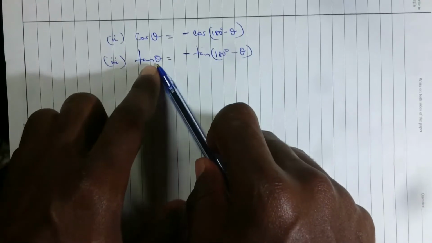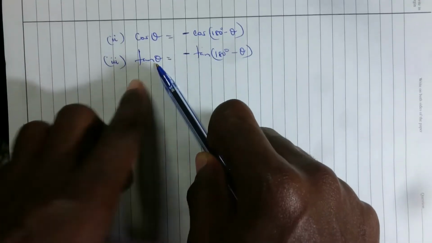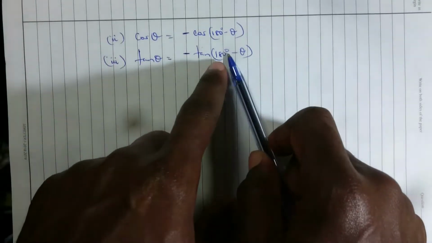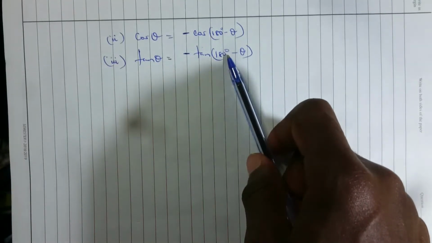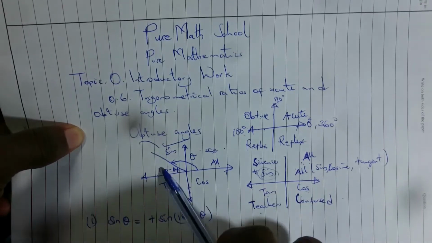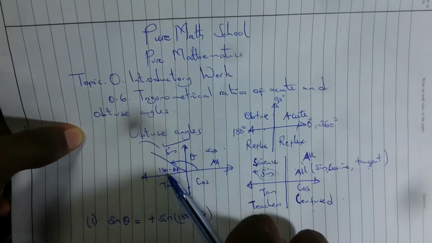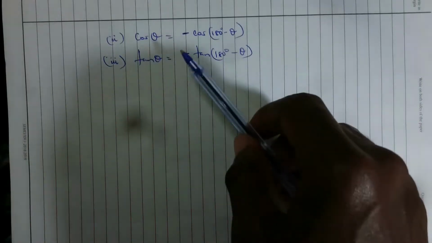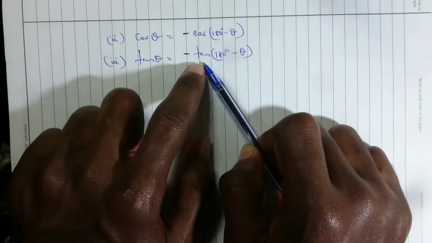The same goes for tan. In that quadrant, tan is negative. It's only sine that is positive in the second quadrant where there's 180 degrees minus theta. This angle you've got is theta. The remaining angle here is 180 minus theta, since all of this from here to here is 180. So that means we are also going to have tan negative there.